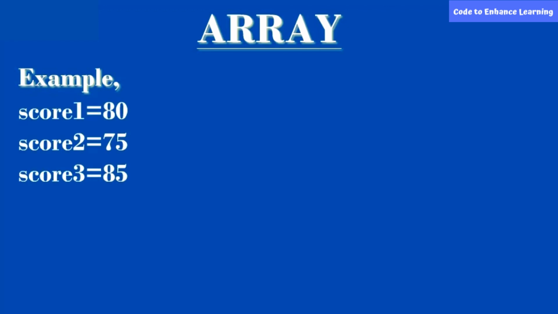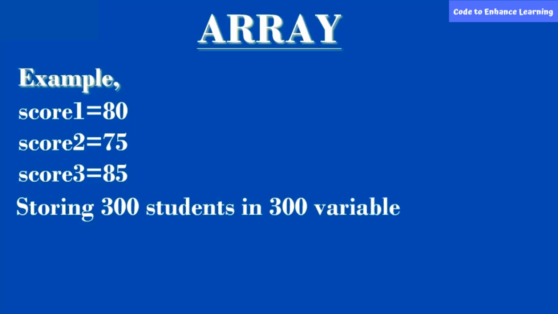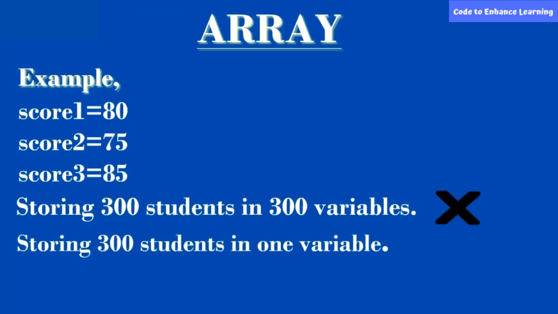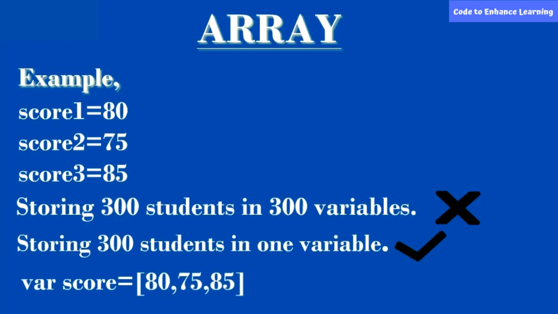So, we can use 3 different variables. But what if we have to store the scores of 300 students? Storing them one by one in different variables is not practically feasible. In this case, you can use an array and store their scores in one variable and access them through their index like this.